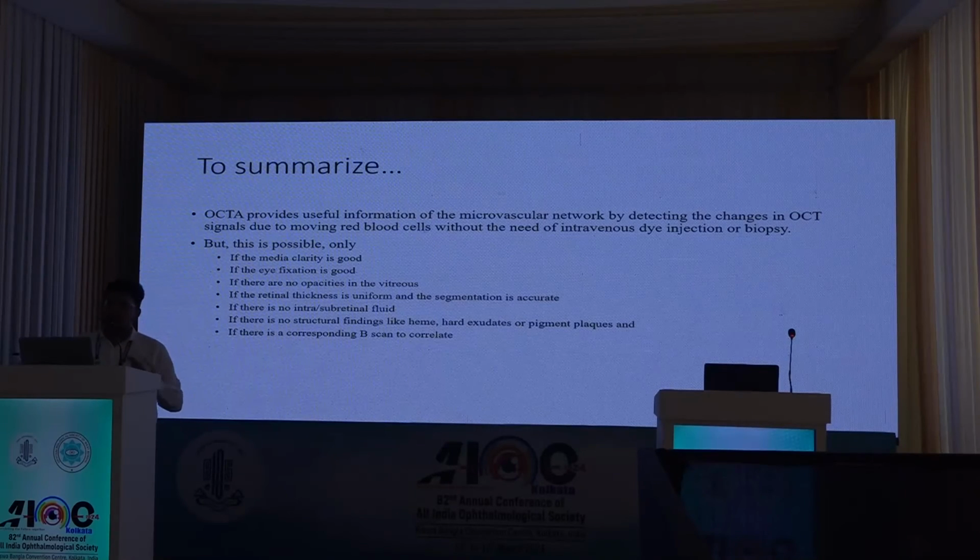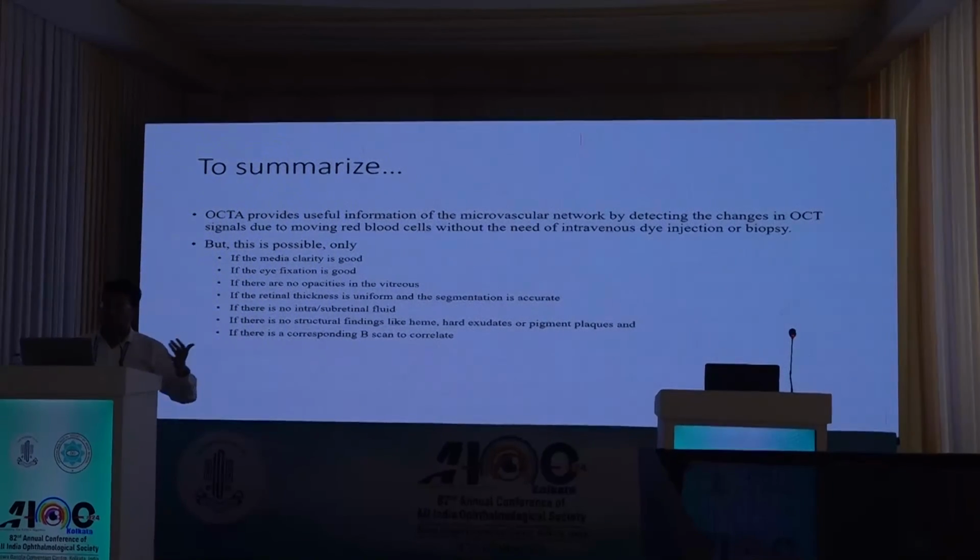So I just want to summarize this entire talk by saying that OCT angiography definitely provides good and useful information on the microvascular network by detecting the changes in the OCT signals due to the movement of red blood cells within the vascular channels without using an intravenous dye injection. But this is possible if the media clarity is good, if the eye fixation is good, if there are no opacities in the vitreous, if the retinal thickness is uniform and the segmentation is accurate, if there is no intraretinal or subretinal fluid, and if there are no structural changes like hemorrhage, hard exudates or plaques, and there is always a corresponding B scan to correlate with the OCT angiography signals.